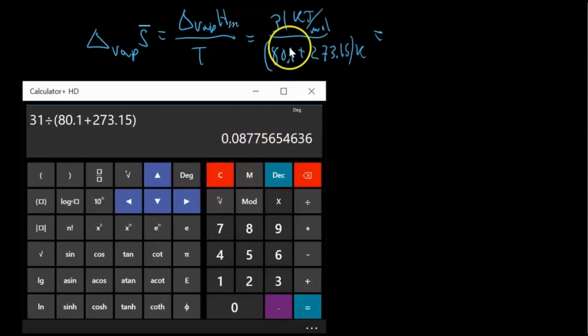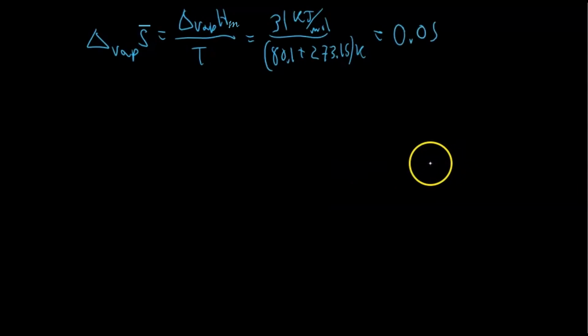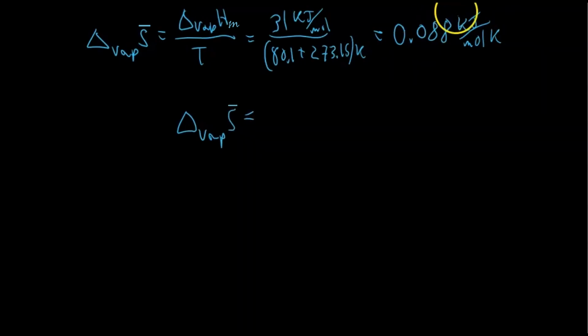There are only 2 significant figures in the numerator, so 0.088 is all we need. 0.088 kilojoules per mole Kelvin. It's not the nicest number to report, so we'll change it to joules by multiplying by 1,000. The change in entropy of vaporization is 88 joules per mole Kelvin.